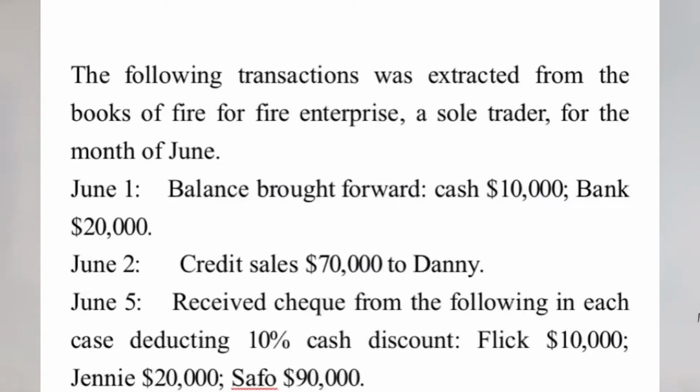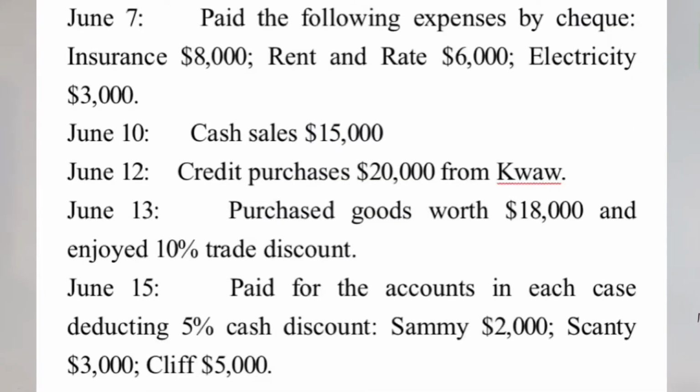June 5th, received check from the following, in each case deducting 10% cash discount: Flake $10,000, Jenny $20,000 and Safo $90,000. June 7th, pay the following expenses by check: insurance $8,000, rent and rate $6,000 and electricity $3,000.